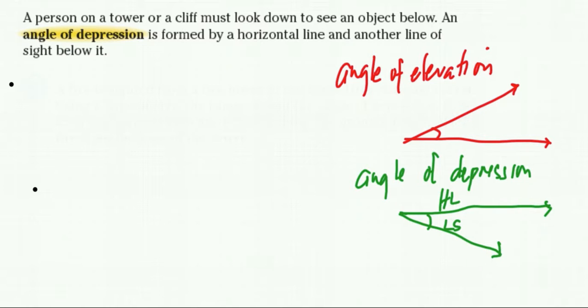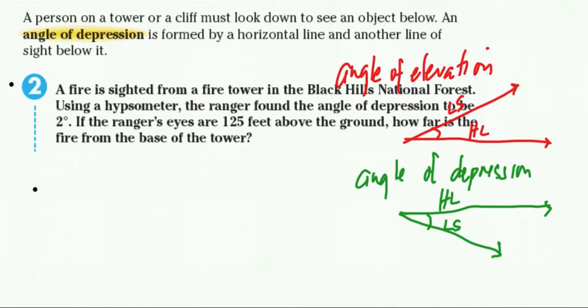In our angle of elevation, this is our horizontal line and this is our line of sight above the horizontal line. Distinguish between the two, because once we get into word problems, that will make all the difference in whether your answer will be correct or not. Which brings us to this example. Let me take all of these out first.